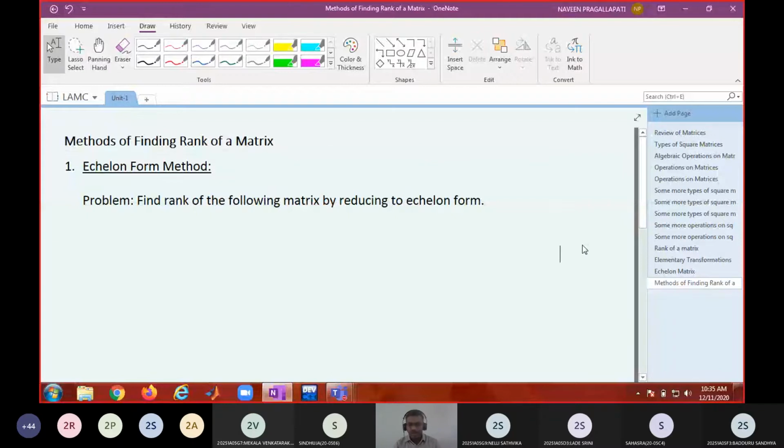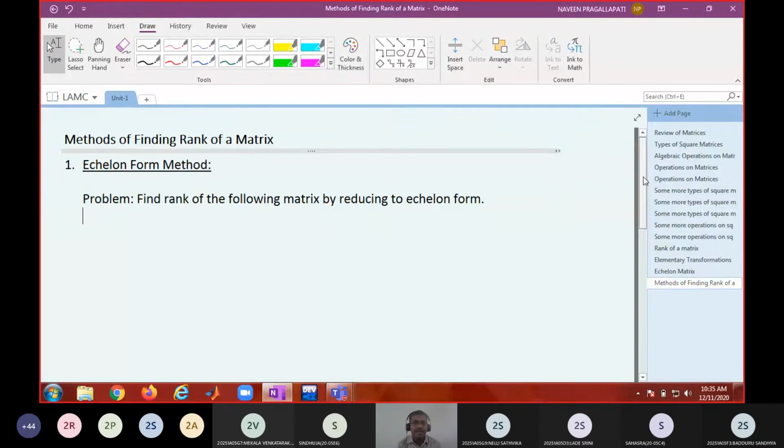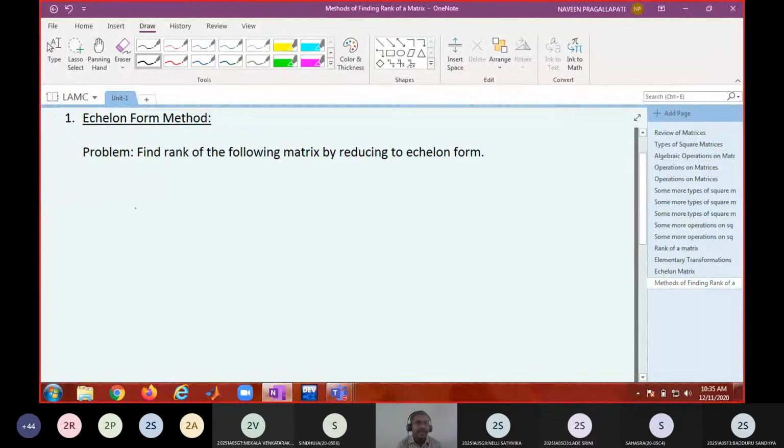To demonstrate this method, we'll be taking an example of a matrix. Can you tell me randomly one matrix with small numbers, so that it will be easier for us to make calculations? Shall we take some 4 by 3 matrix? Tell me some 4 by 3 matrix, preferably with small numbers.